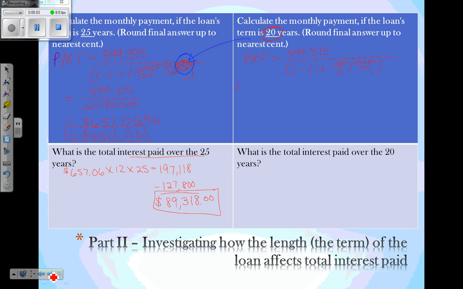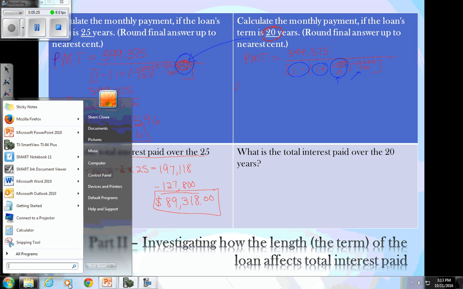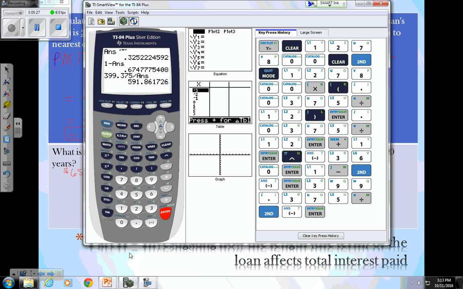Now I'm going to actually take you to the calculator now and show you once again how I figure this denominator, because this is tricky. I'm going to start with the 0.0375 divided by 12, then I'm going to add the 1, then I'm going to raise it to the negative 240 power, then I'm going to subtract it from 1. So let's go over to our calculator one more time. I want you to see this because this is the hardest calculation to get right.